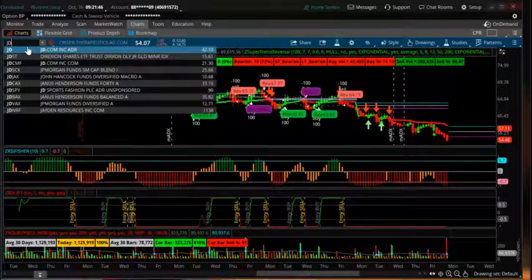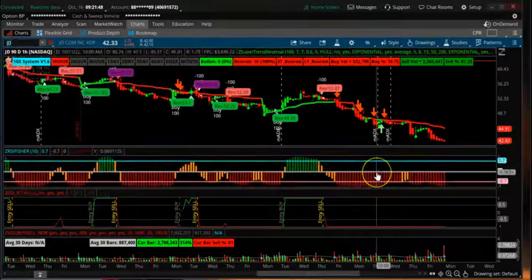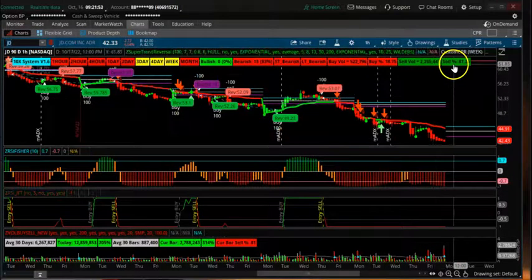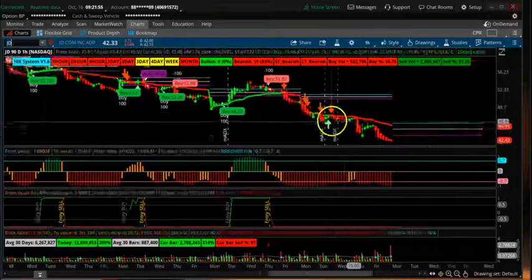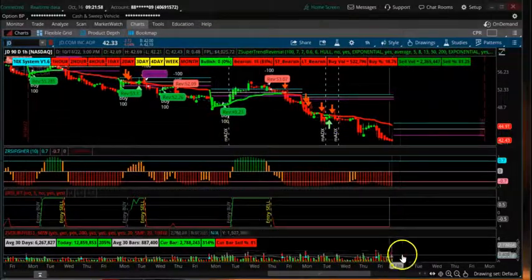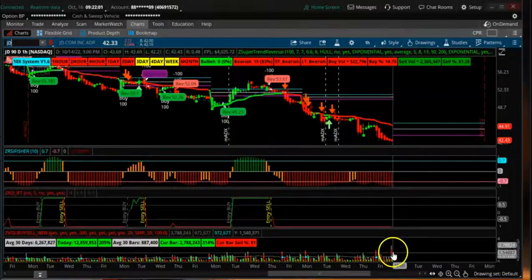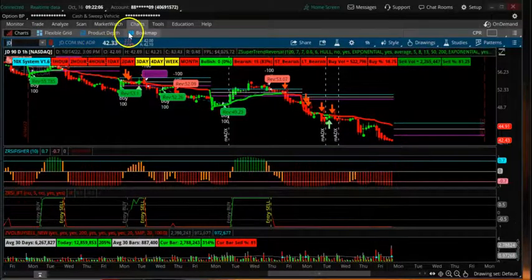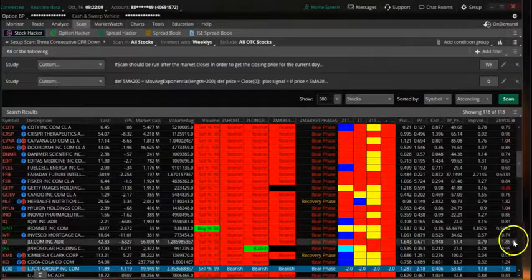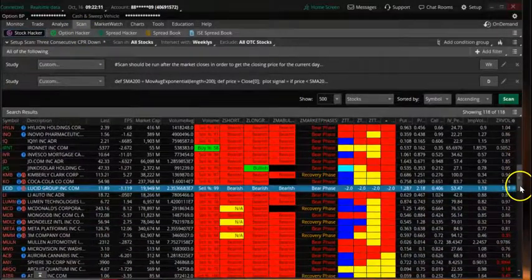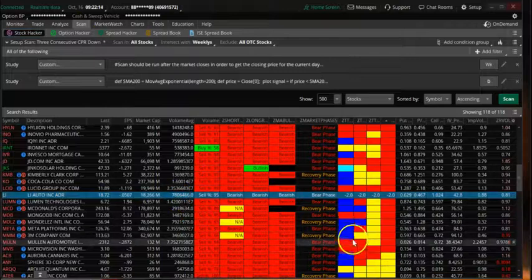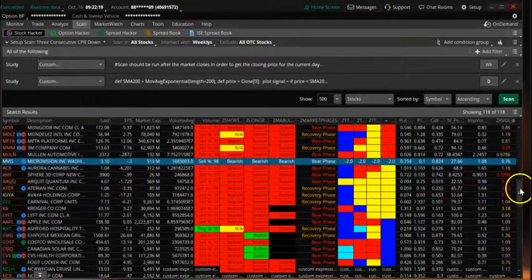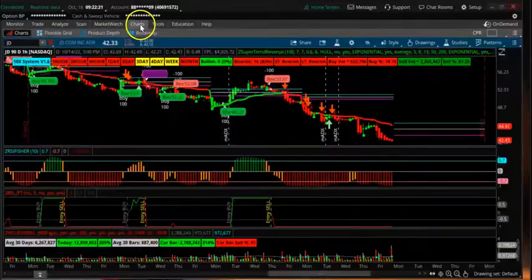JD. You can see a sell volume 81%, CPR down. You can see the trend, sell volume high, RSI high, sell volume, sell signal. Okay. Let's go down. LI. Okay, let's look at LI.